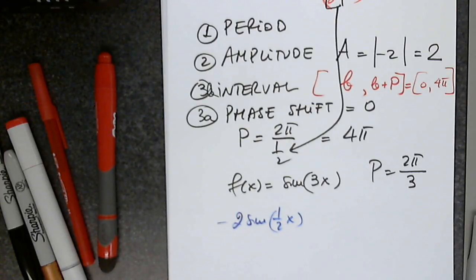Okay, so one more time. This is 2 sine 0.5x. This is sine 0.5x. And this is negative 2 sine 0.5x. Is that clear? Okay, perfect.